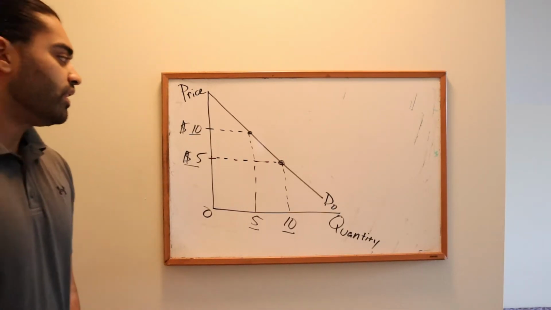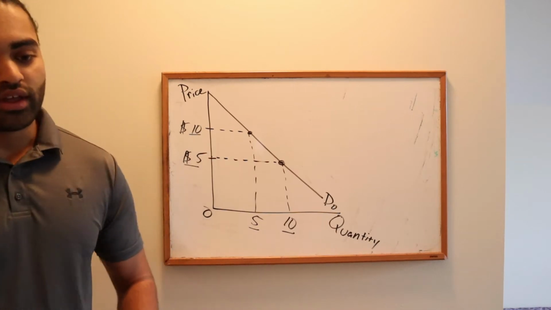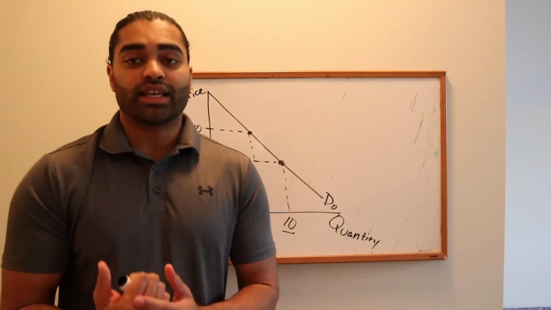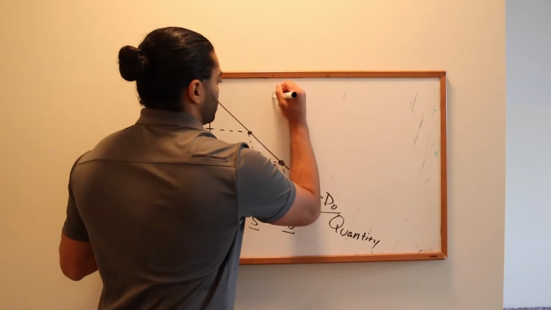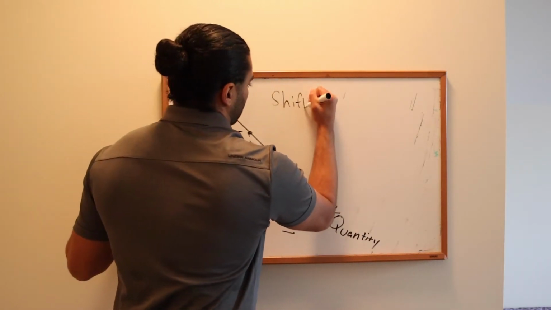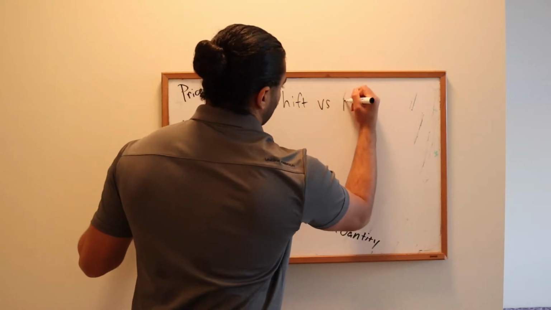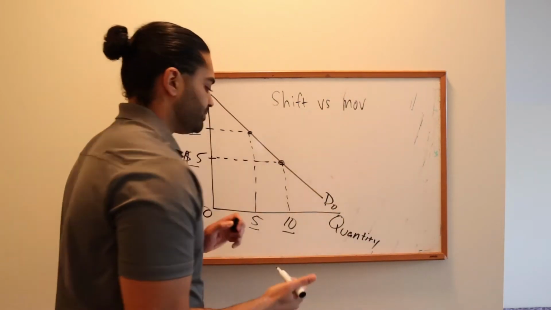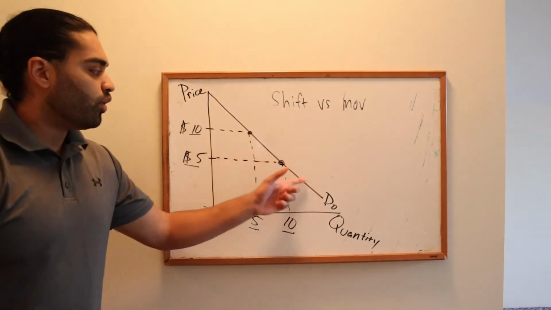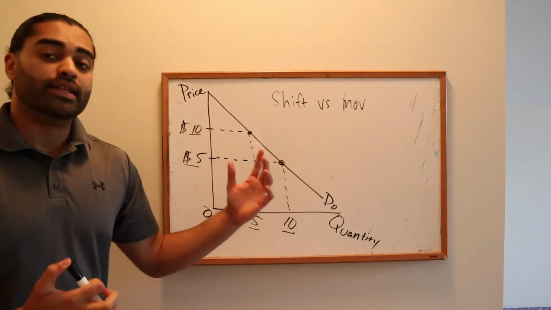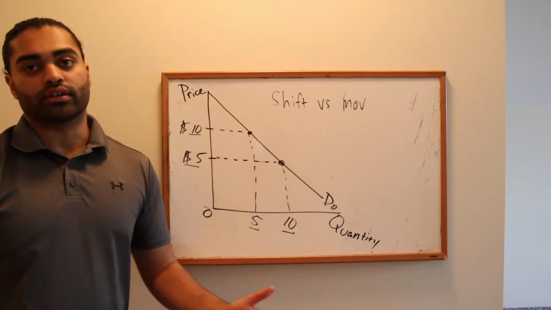Okay, now there are different shift factors associated with your curves. There are things that cause a shift and things that cause a movement. So there's a shift versus a movement. A movement is just up or down this curve. That is a movement along the demand curve.